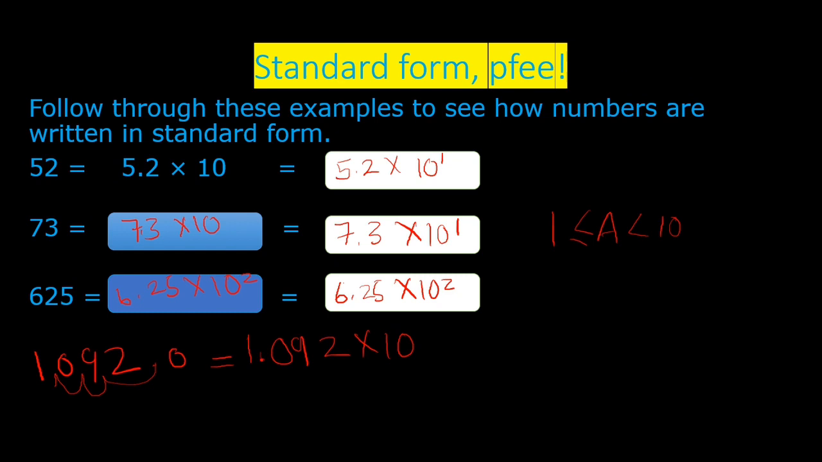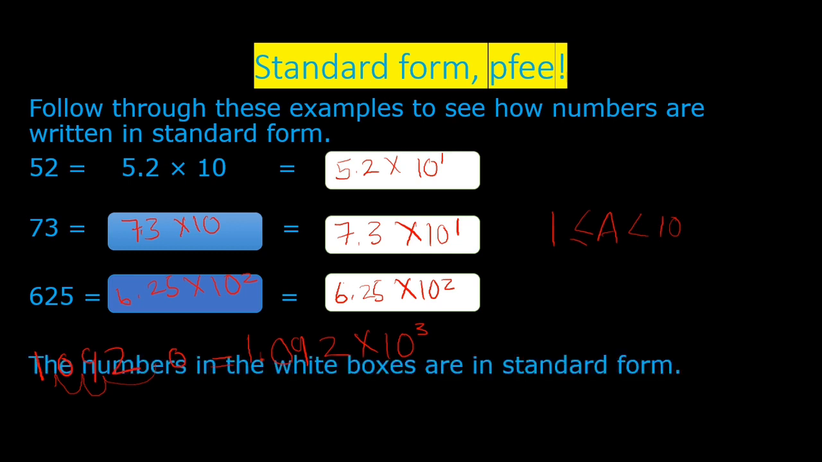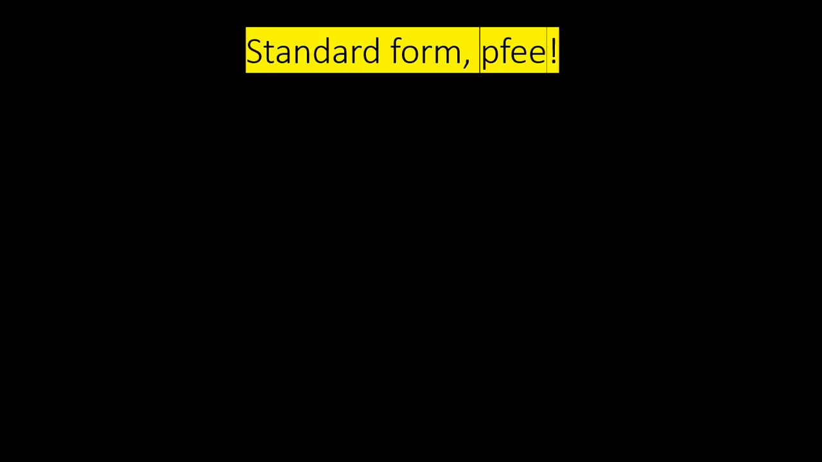The number of zeros is equal to the number of times the decimal point is moved to the left, which is equal to 3. Okay, so you can rewind this or pause and try out this method on these other problems and see if it satisfies the standard form and you still get the same answer. So those numbers in the white boxes are the numbers in standard form.